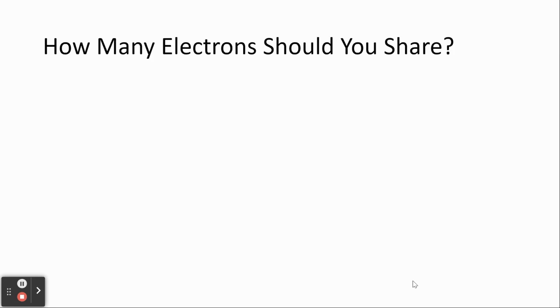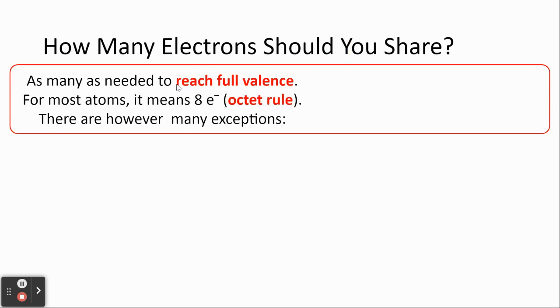So how many electrons should we share between atoms? As many as we need to give a full valence. And for most atoms, that means 8 electrons, and we call that the octet rule.